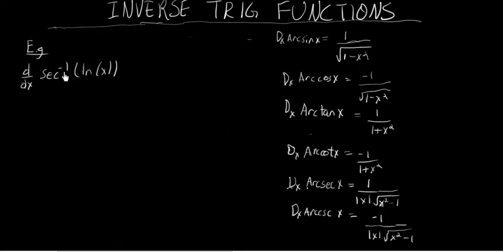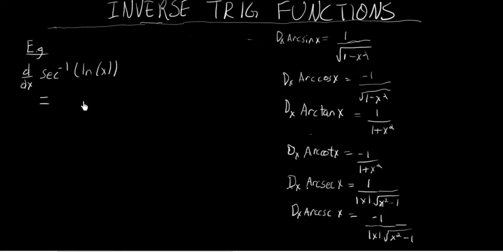First, we'd like to differentiate the secant inverse of ln of x. And if you look at the formulas here, you'll see that we have a derivative of arcsecant. It's the same thing as secant inverse. And instead of secant inverse of x, here we're dealing with secant inverse of ln of x. So we're going to have the derivative of secant inverse of u, wherein u is ln of x, times du dx. So the derivative of ln of x with respect to x.